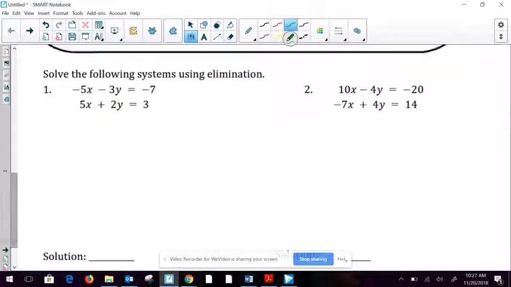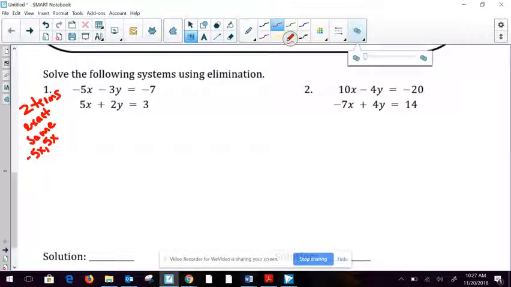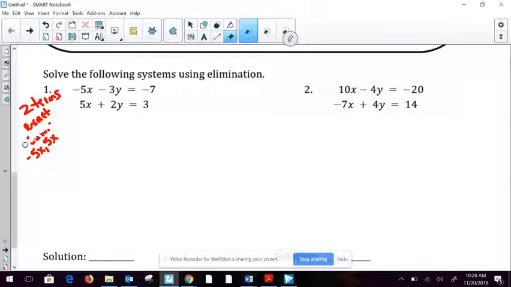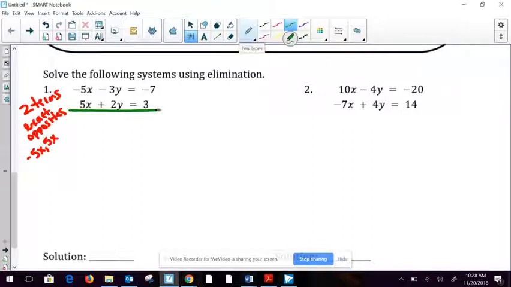Number 1 is saying solve that system of equations by using the elimination method. So if I look at my equation here, we have two terms that are the exact same. I have a negative 5x and a 5x. Sorry about that. We have two terms that are exact opposites. So let me fix that really fast. Okay, so we have two terms that are exact opposites. We have a negative 5x and a positive 5x. Because we have two that are exact opposites, we can, what we say, stack them and add them.